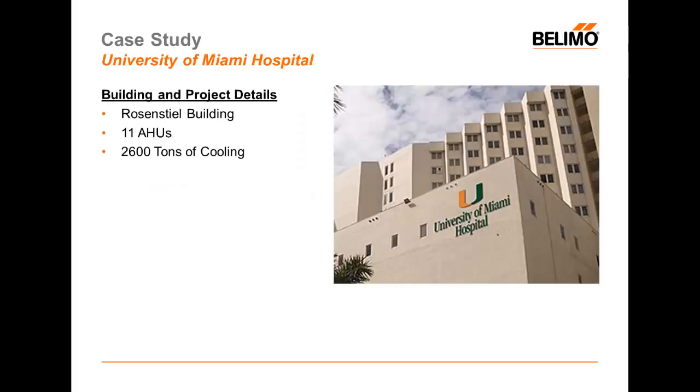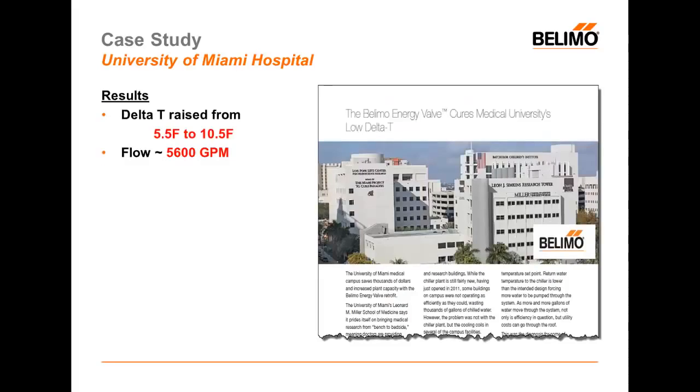Another high-profile project that was done using the Belimo energy valve was at the University of Miami Hospital, specifically at the Rosenstiel building. At this building, there were energy valves installed on 11 air handler units encompassing about 2,600 tons of cooling. Previous to Delta T management, they were using over 10,000 gallons a minute to create this 2,600 ton load, and the average Delta T was 5.5. After implementing Delta T management, the Delta T was raised from 5.5 to 10.5 degrees Fahrenheit, and the flow was reduced to about 5,600 GPM.